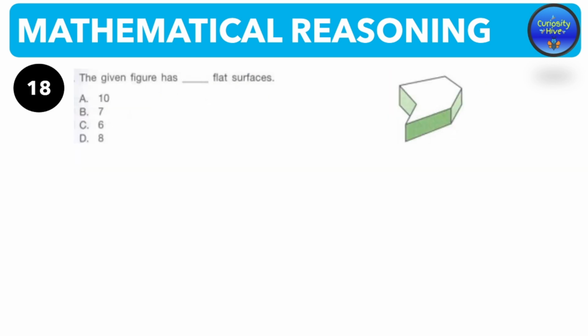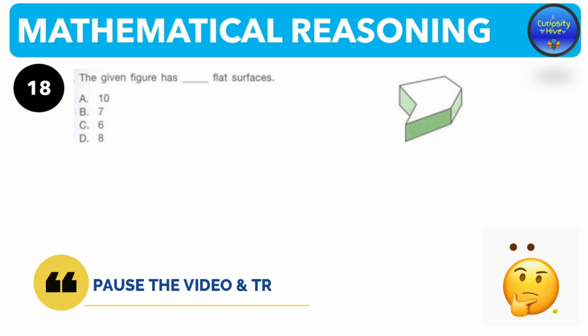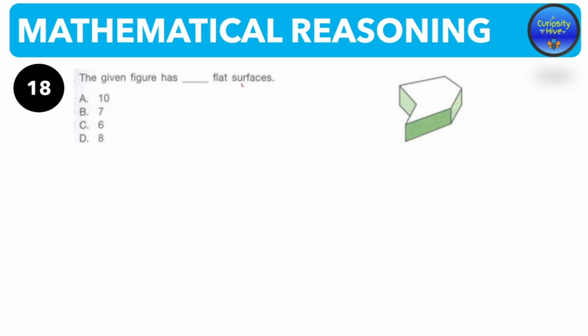Next question. The given figure has dash flat surfaces. Are you able to get this answer? Well, to find the number of flat surfaces of this 3D image, what you should do is count the edges. So this is 1, 2, 3, 4, 5 and 6. So that means there are 6 flat surfaces along the edges and 1 top surface and 1 bottom surface. So 6 plus 2 is the number of flat surfaces, that is equal to 8. So the answer is option D.